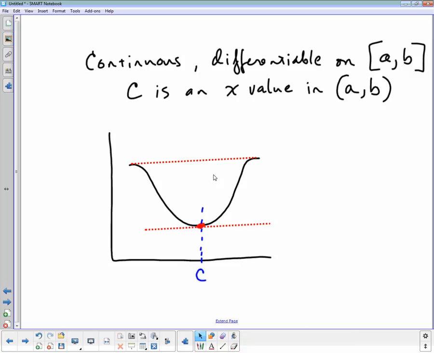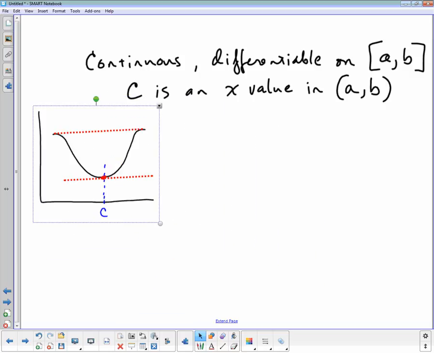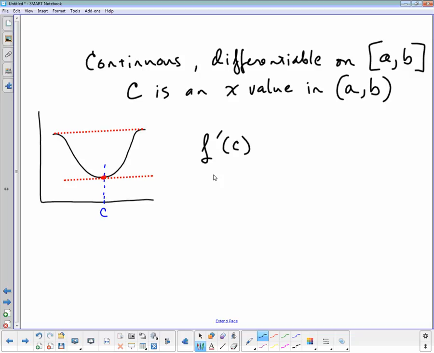Now, as a reminder, what that means is that at that point, C, the slope at C, which is f prime of C, remember f prime is the slope, that's the derivative, at C is the same as the slope between the two endpoints. And we use the slope formula for that. Okay? Where x1 and x2 are really a and b, if you think about it. So let's plug it back in. Well, let's expand it maybe.